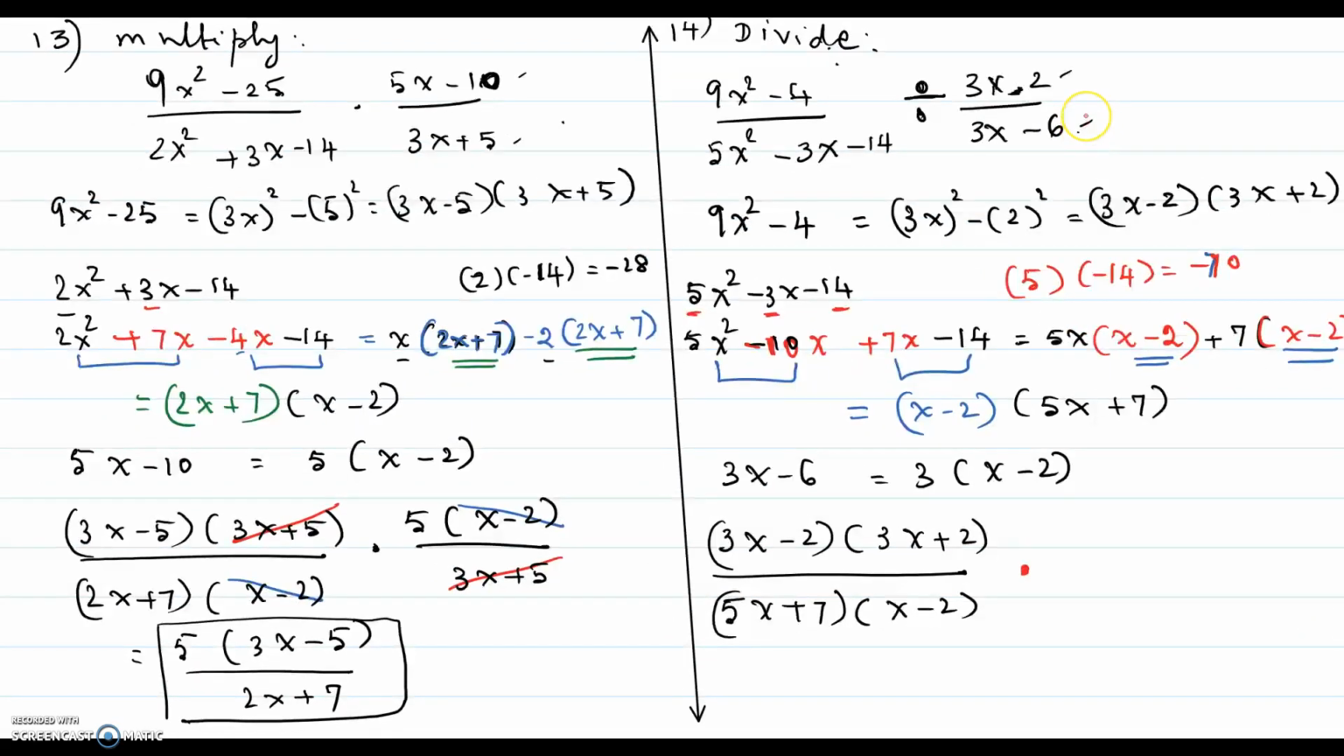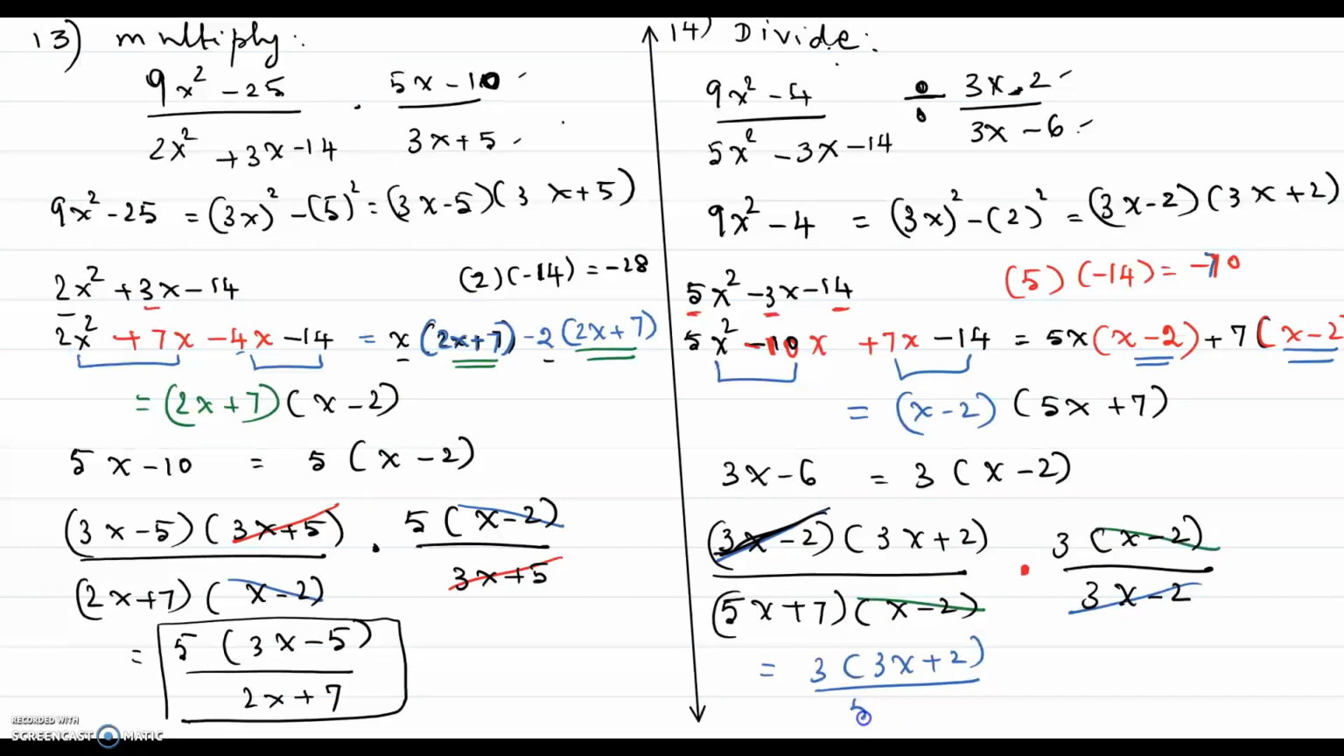So the denominator goes to the numerator, which is 3 times (x − 2) in the factored format, over (3x − 2). Now you cross out the common factors on the numerator and the denominator. 3x − 2 crosses out with 3x − 2. Then x − 2 crosses out with x − 2. So you are left with 3 times (3x + 2) on the numerator over (5x + 7) on the denominator.